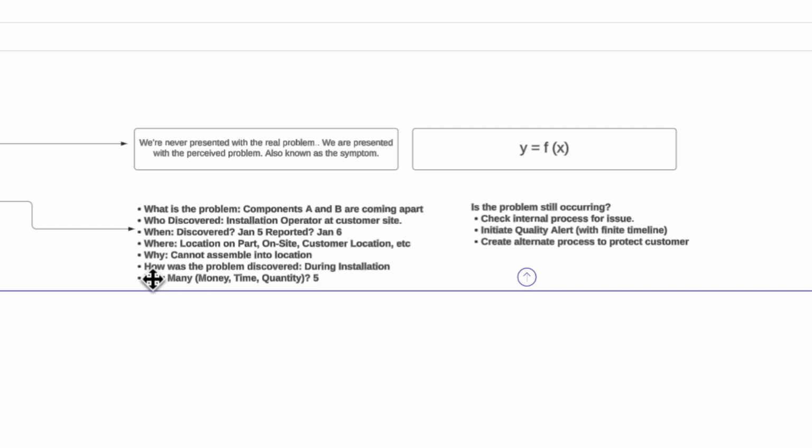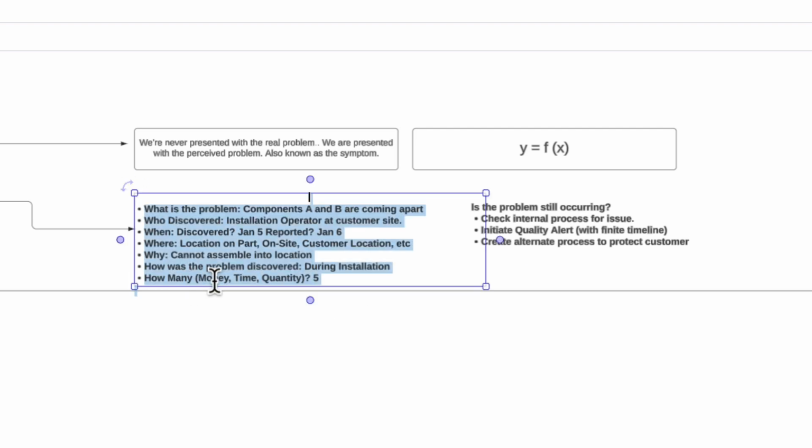Now, when you get down to how many, for our example in the course, for this one anyway, we had five, but I want you to remember this. It could be how much, how long, how short. There are really three units of measure you want to think about when you're thinking about a problem definition. And those three units of measure are money, time, and quantity.